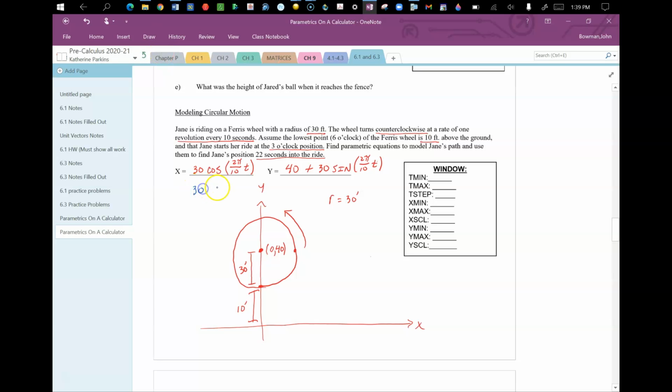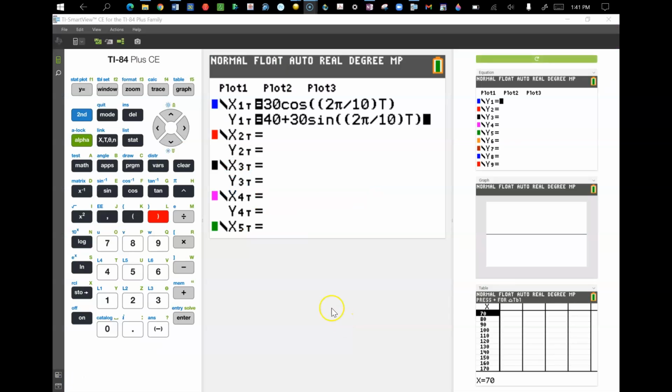It would be 30 cosine of 360 degrees divided by 10 times t, and y would be equal to 40 plus 30 sine of 360 degrees divided by 10 times t, because Jane makes 1 complete rotation every 10 seconds. So we're going to do this in radian mode. All right, so here are our equations for Jane's position, horizontally x, vertically y, with respect to time.